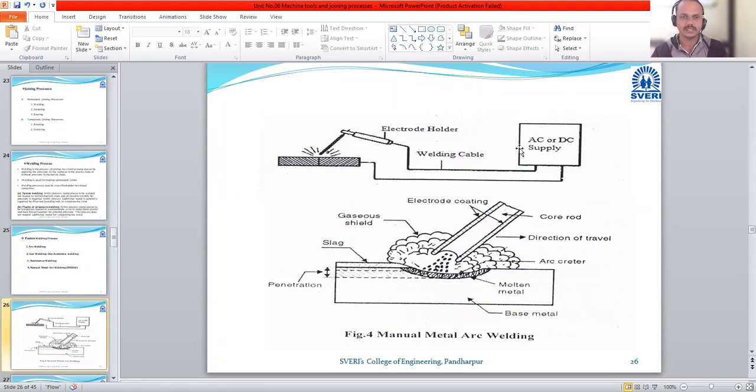So here is the process. When current flows through that cable, there is a resistance to that current flow near the workpiece, and here a 1.5 to 3 mm gap is required.